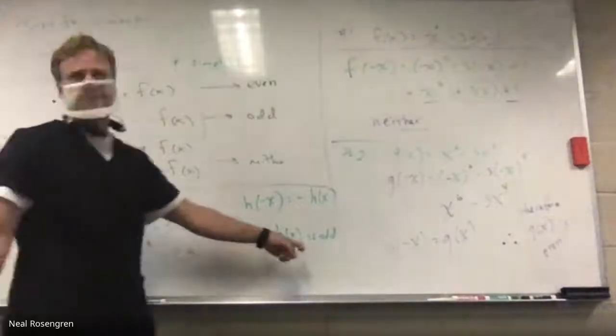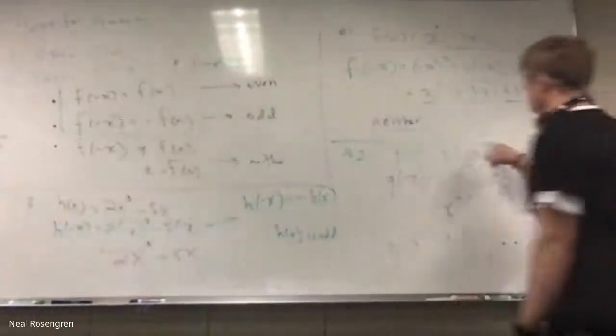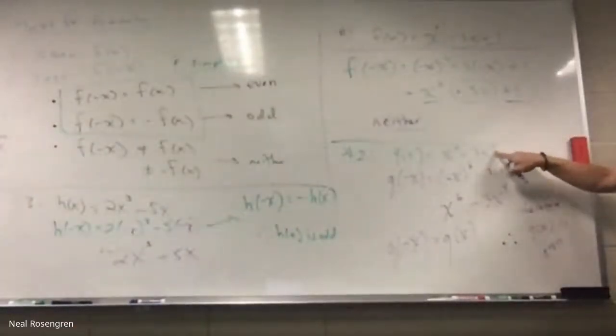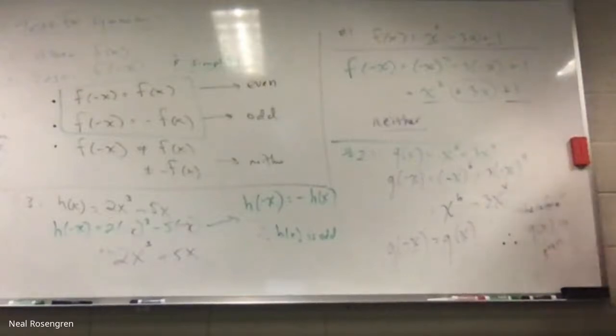What kind of function was it? 6 and 4. What is the parity of those numbers? That's not a coincidence. If all of your exponents are odd, the function's odd. If all of your exponents are even, the function's going to be even.